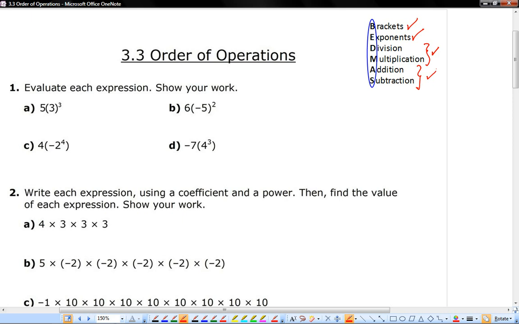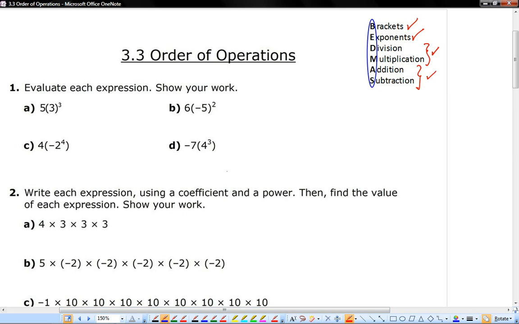So that means that division can come before multiplication, or multiplication can come before division, and same thing for addition and subtraction. Addition could come first, or subtraction can come first, whichever is most to the left. So we'll keep those rules in mind as we do these examples.